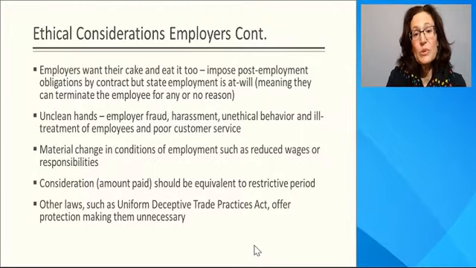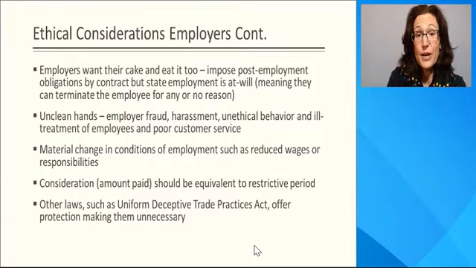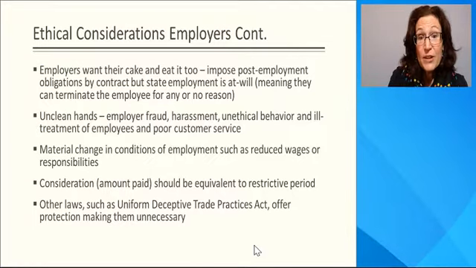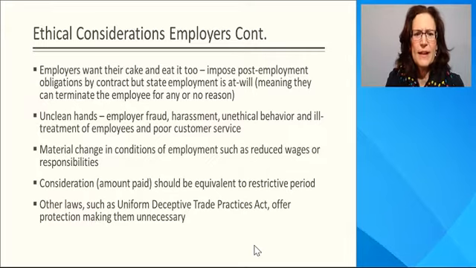So it seems like the employer wants to have its cake and eat it too. It wants to impose post-employment obligations by contract, but state that the employee is at will, meaning that they can fire them for any or no reason. Now, what about the unclean hands?